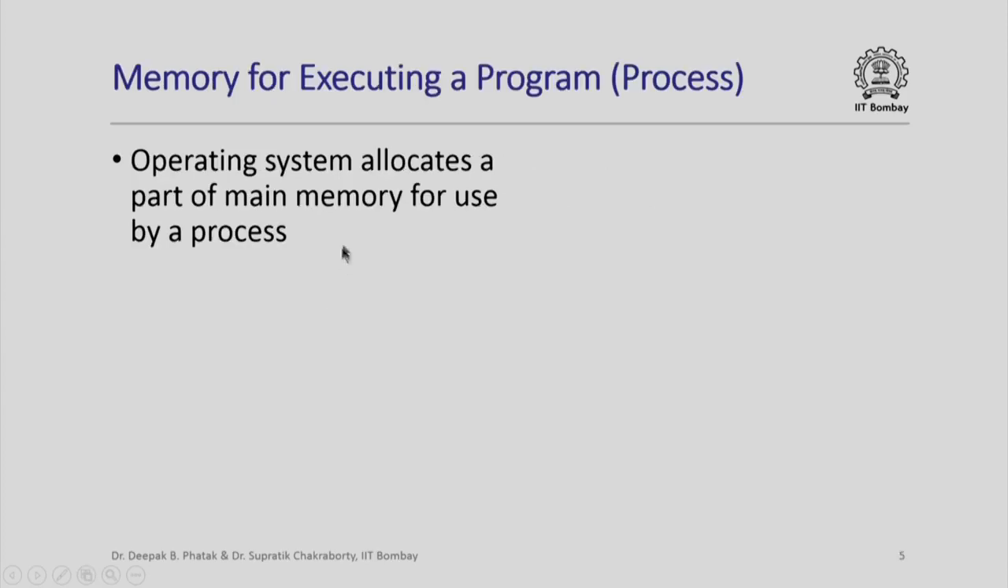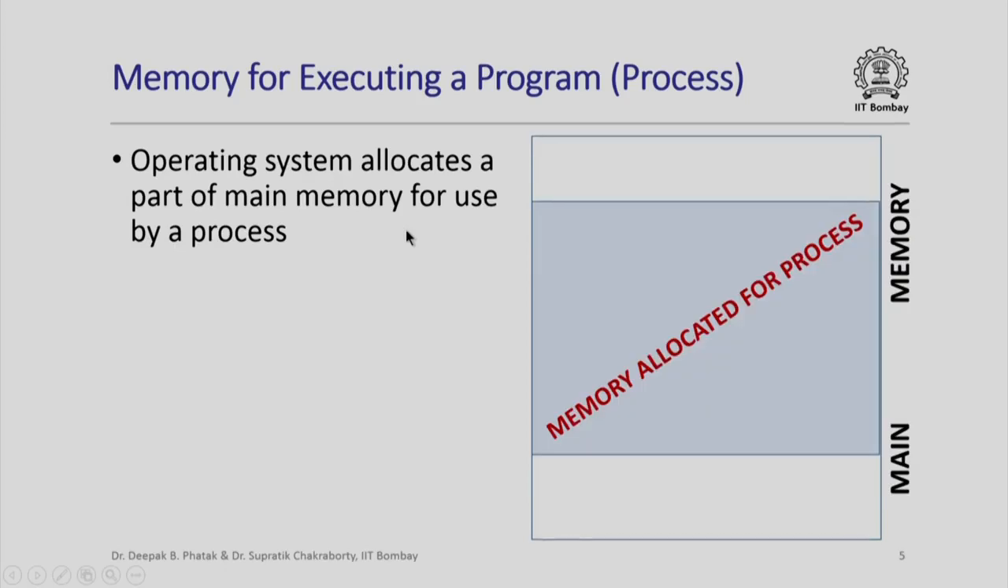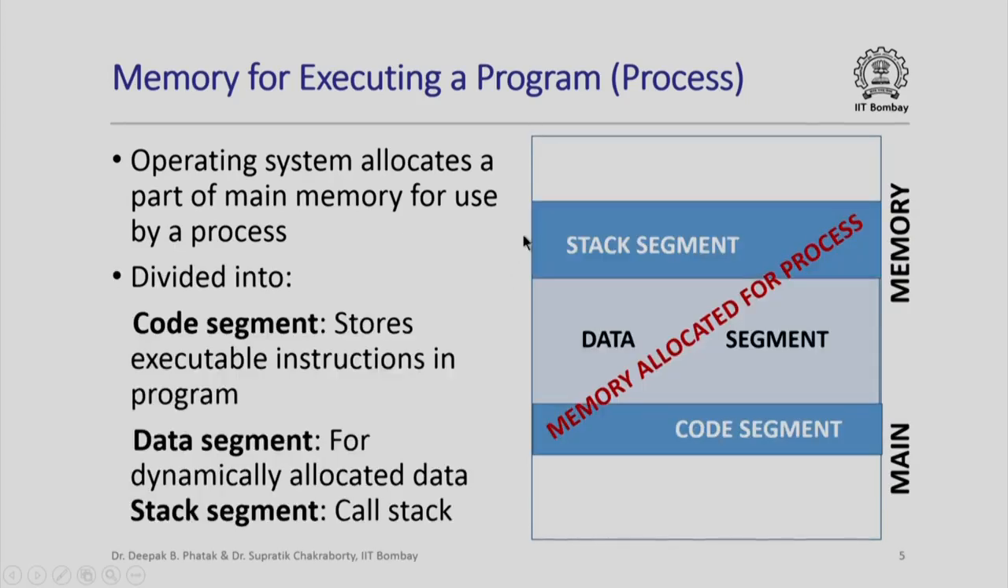Let us quickly recall how memory for a program in execution or a running process looks like. Well, the operating system is going to allocate a part of the main memory for use by the process, and this part in turn is going to be divided into three segments: the code segment for storing executable instructions, the data segment for dynamically allocated memory, and the stack segment for storing the call stack.